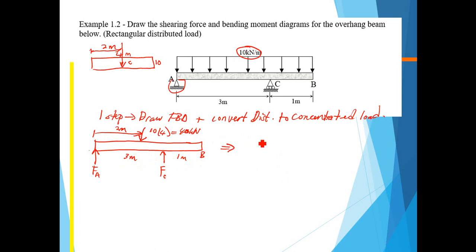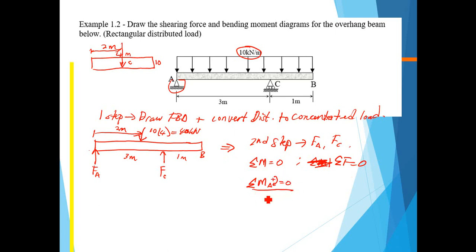So from this free body diagram, the second step is to determine the reaction forces, which for this case are FA and also FC. So how to determine FA and FC? You apply the static equilibrium equations, which are the summation of moment equal to 0 and also the summation of force equal to 0. So we start with the summation of moment equal to 0 first. Let's take the moment at point A, and let's assume clockwise direction is positive.